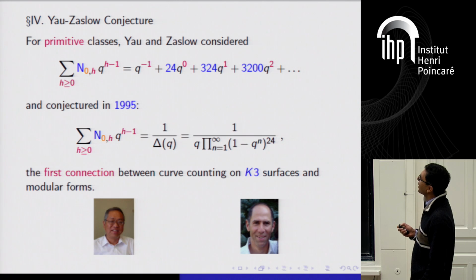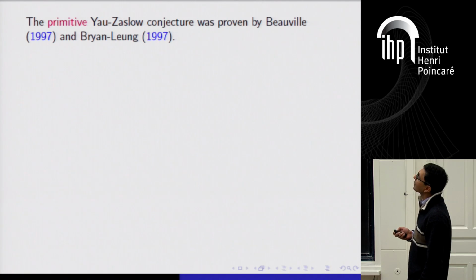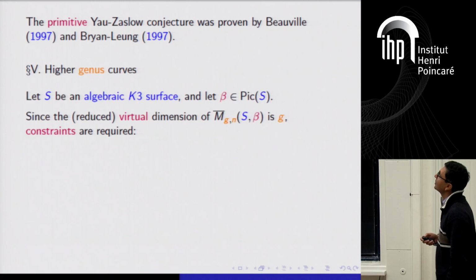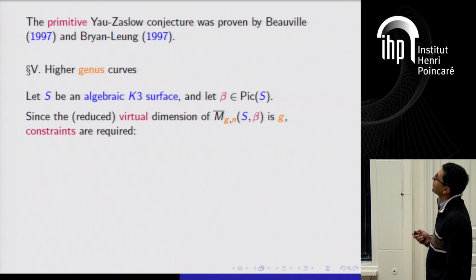And moreover, this answer has meaning. It's not just a random function. It's this discriminant modular form. OK, so now we consider higher genus curves on K3 surfaces. And we have this algebraic K3 surface, and we take a class.